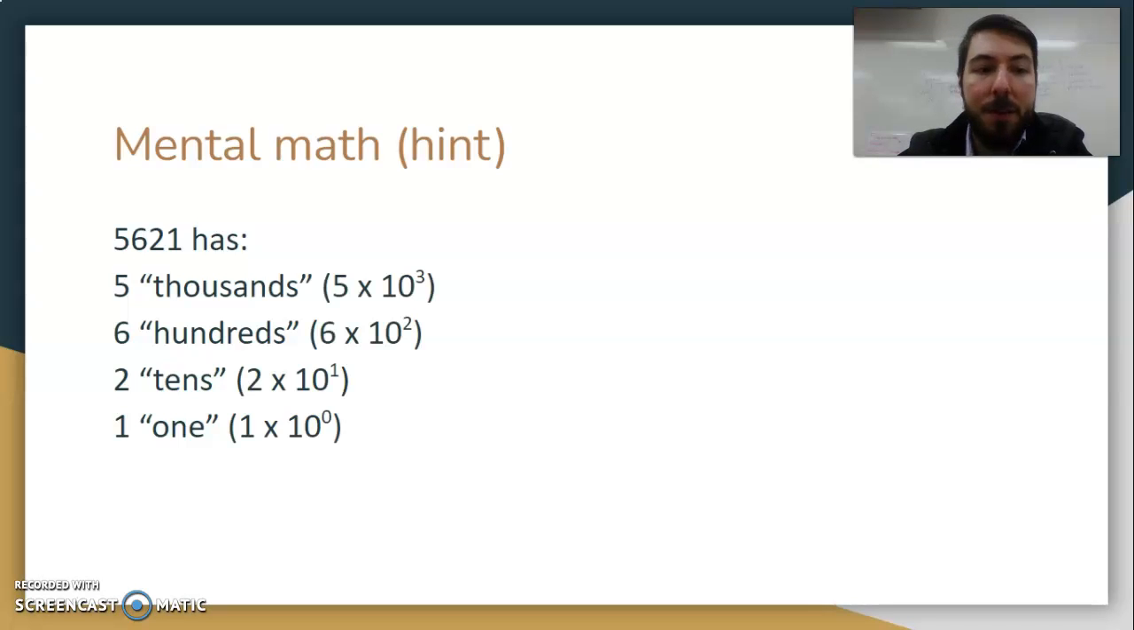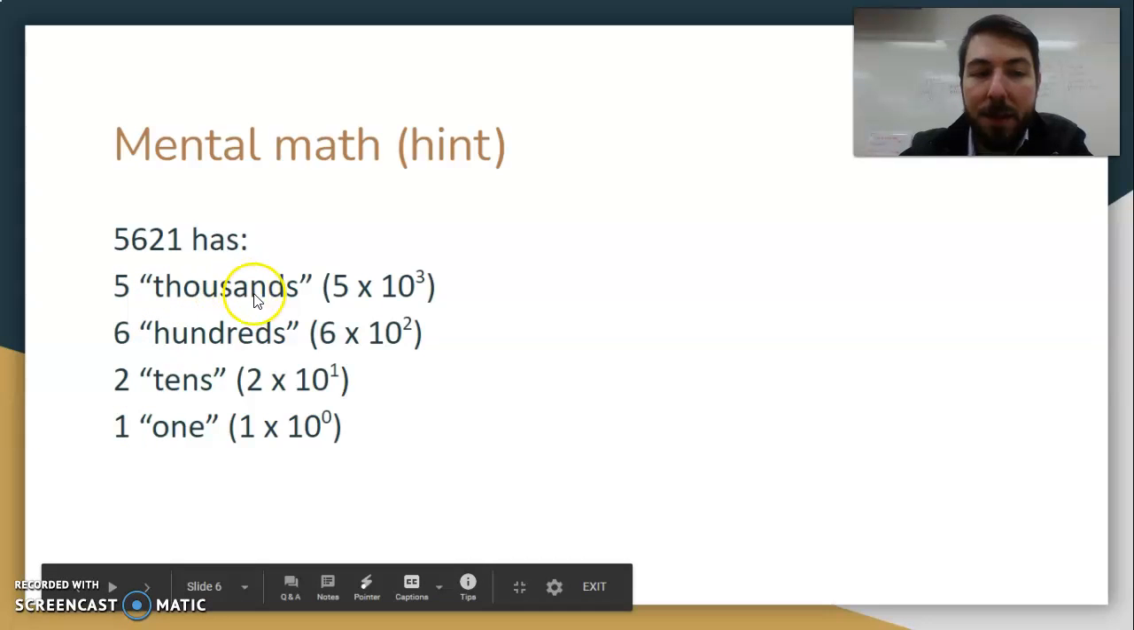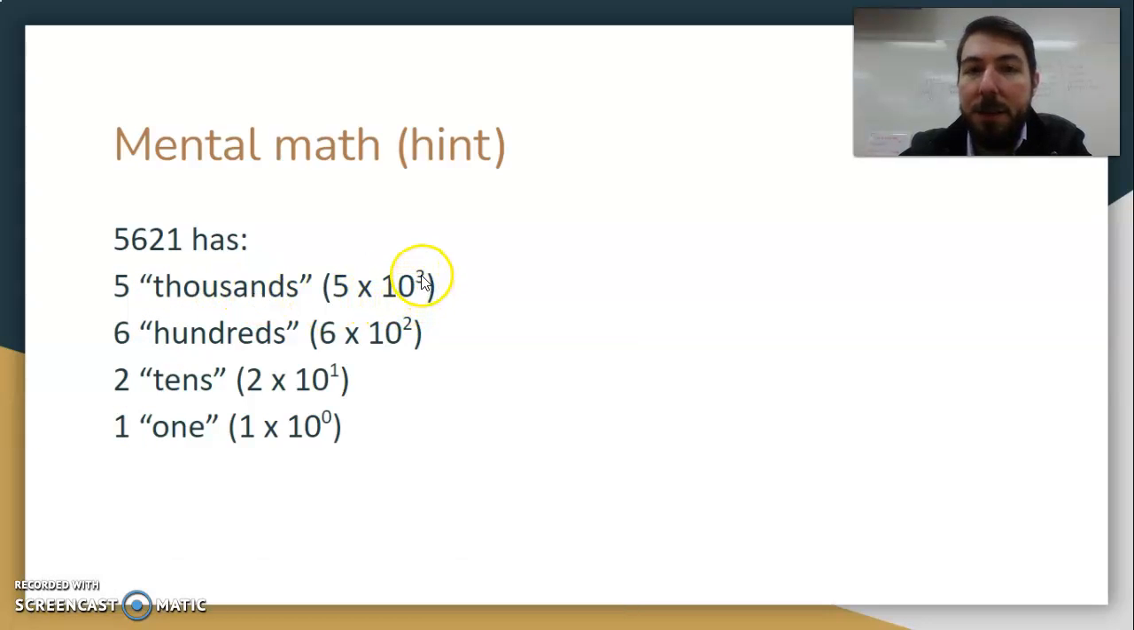Another way to think about it, the number 1,000, we can write as 10 to the power of 3. The number 100, we can write as 10 to the power of 2. The number 10, we can write as 10 to the power of 1. The number 1, we can write as 10 to the power of 0.